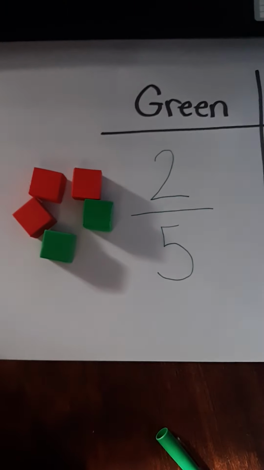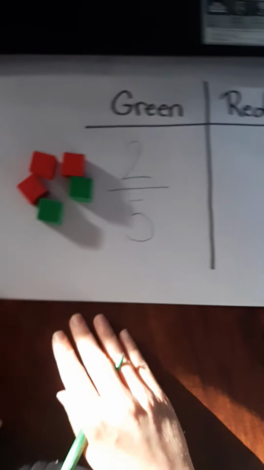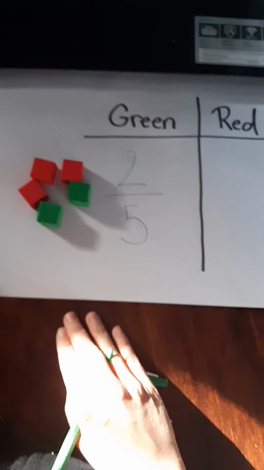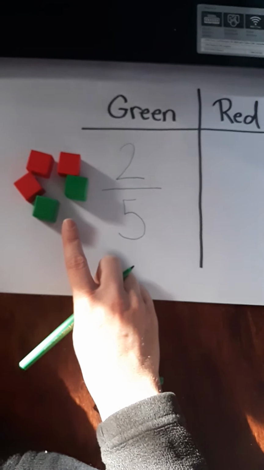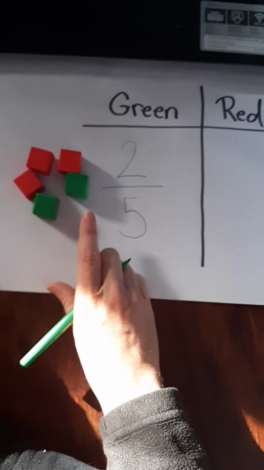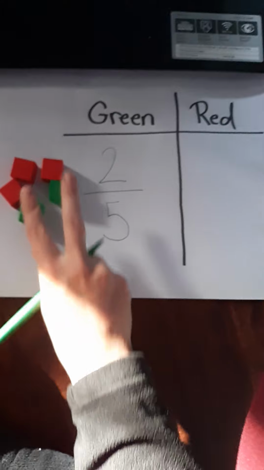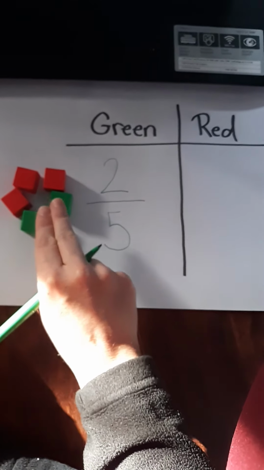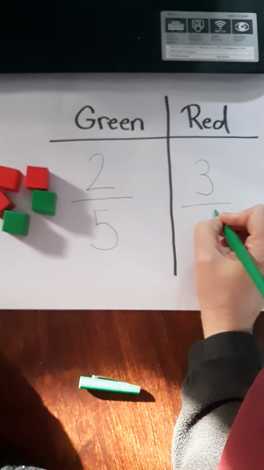All right? Now I have another question. What fractional part of my group of items, my cubes here, are red? So there's 5 in all. How many of them are red? 1, 2, 3. So 3/5 are red. So 3/5.